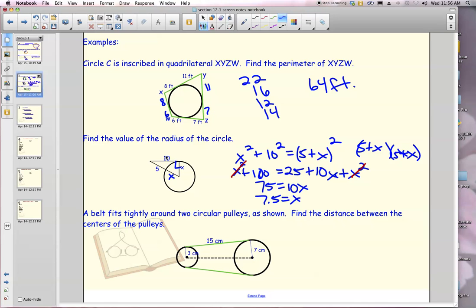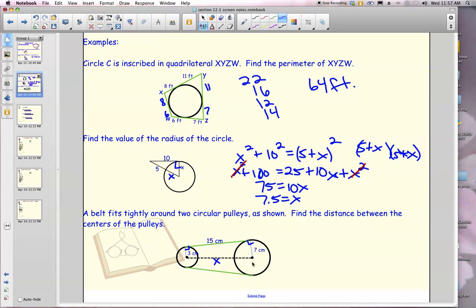The next kind of problem is a lot like this, but we're going to have to use our logic skills first. Okay, it says a belt fits tightly around these two pulleys. And they want us to find the distance between the centers of the pulleys. In other words, they want us to find the value of this black dotted line. They're giving us that the distance from here to here is 15, and these would be radii coming out to a tangent, so these would give us 90-degree angles.